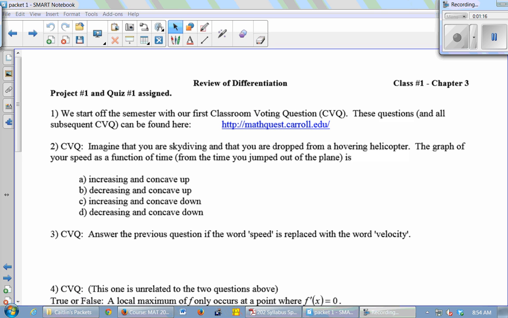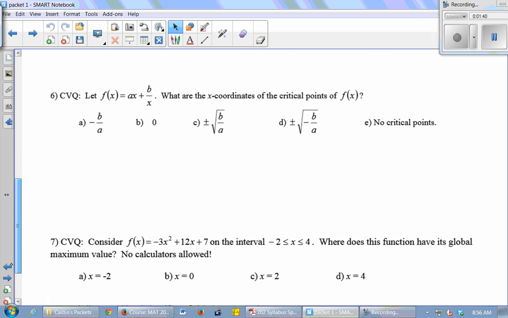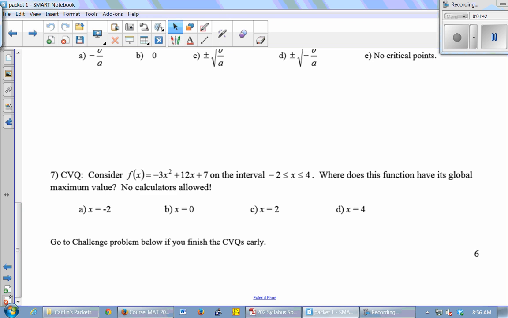Okay, so we're going to start off the semester with our first classroom voting question. So I'm going to have you work through the classroom voting questions. I want you to discuss in your groups, or you can write down the answers and then compare with your group mates the answers to the classroom voting questions. There are 7 or so.